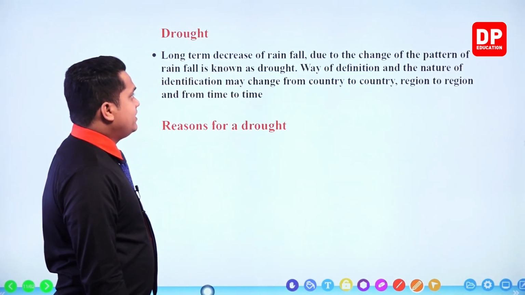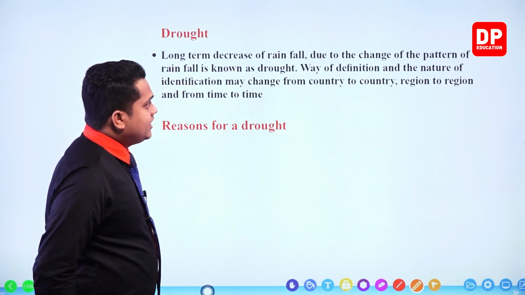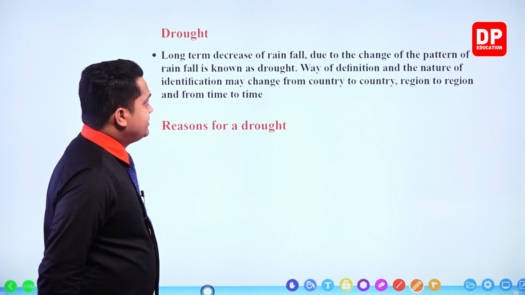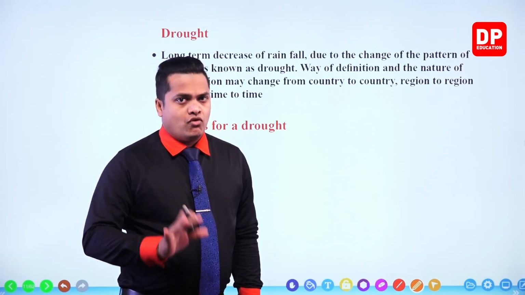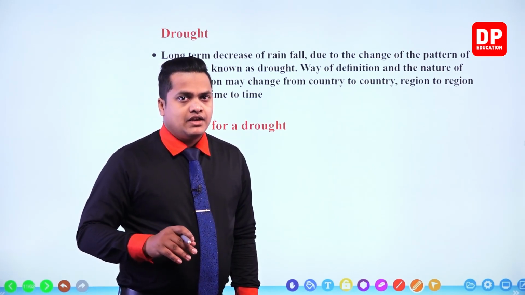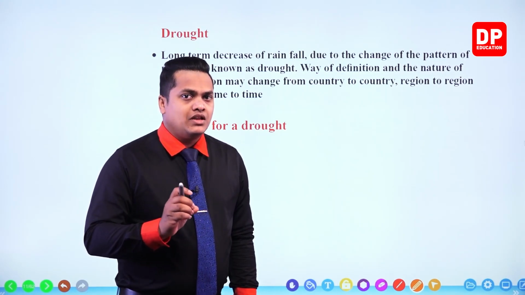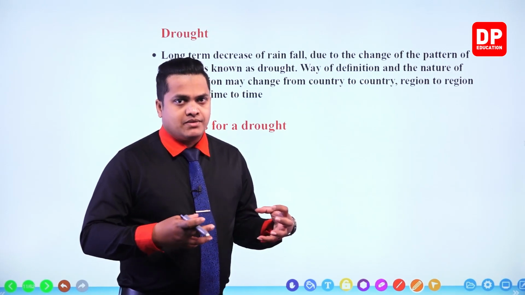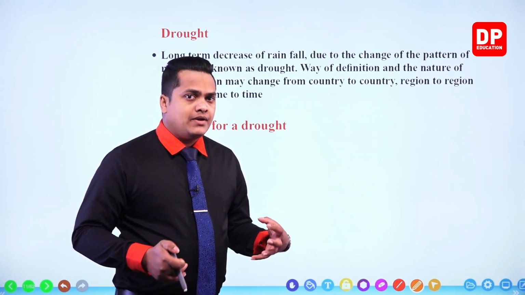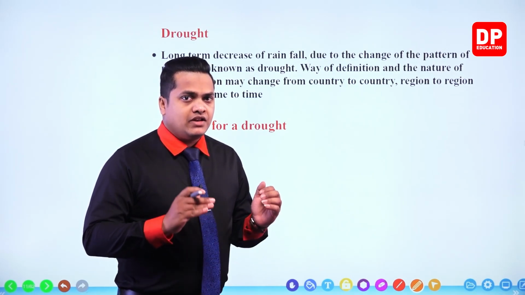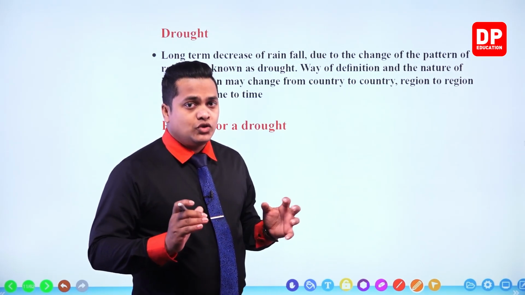As you can see, it is given that a long-term decrease of rainfall due to a change in the pattern of rainfall is known as drought. Like I said, my dear children, this drought condition mainly occurs because of lack of water. In a certain area, the water is somewhat less than on normal days. On normal days, there is a certain amount of water that they can take. So during the drought season, what will happen? The normal water level will drop down, and people will not be able to receive water as they usually do.